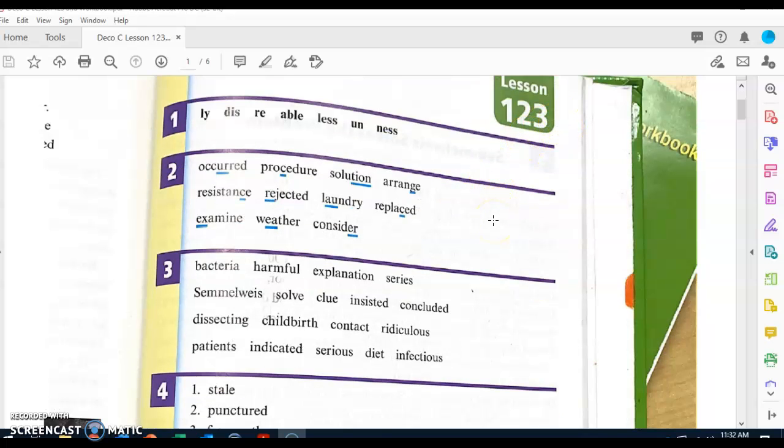Today we're going to be working on lesson 123. Let's go ahead and begin with part 1. Now, touch part 1. Let's see if you remember a meaning for each of those affixes.